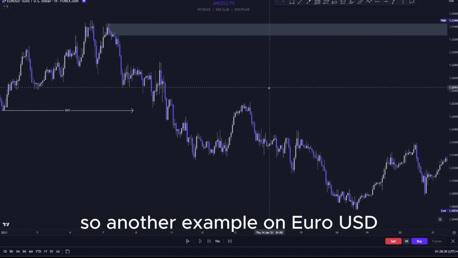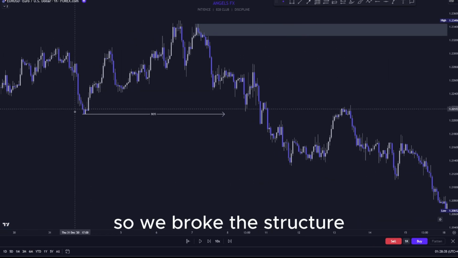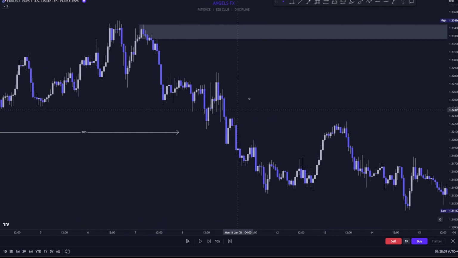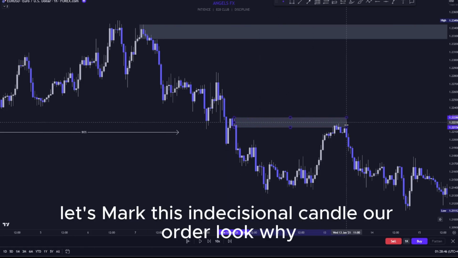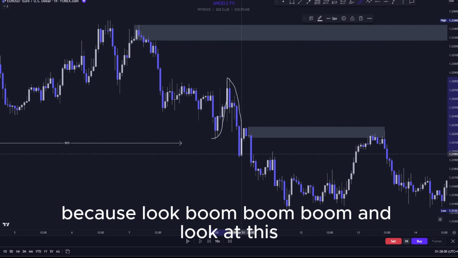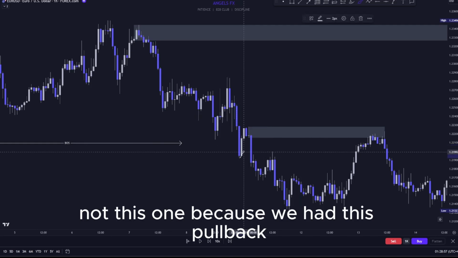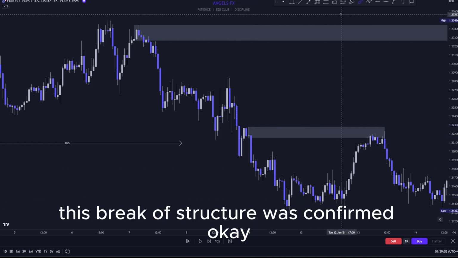So another example on EURUSD. We broke the structure, okay? Which candle broke the structure? Correct, this one. Why? Let's mark this indecisional candle, our order block. Because look, boom, boom, boom, and look at this. This move broke the structure, not this one, because we had this pullback. And after this pullback, this break of structure was confirmed, okay?